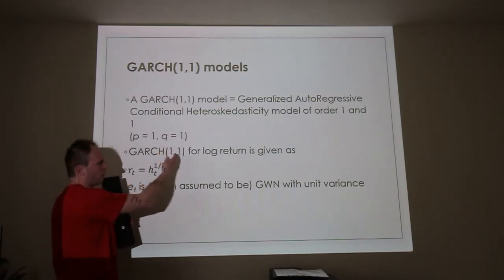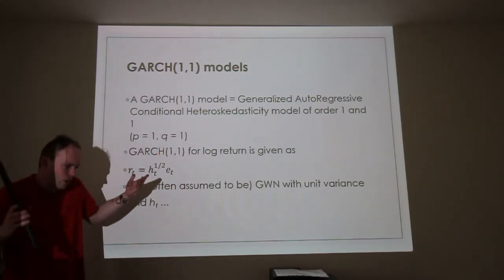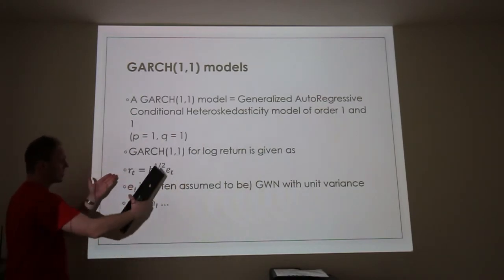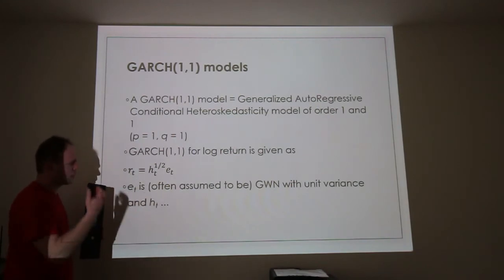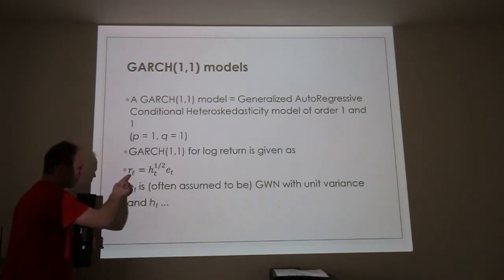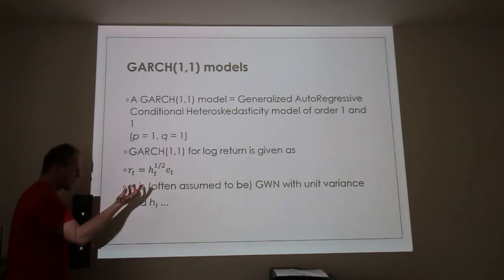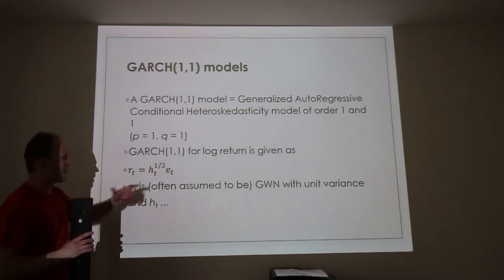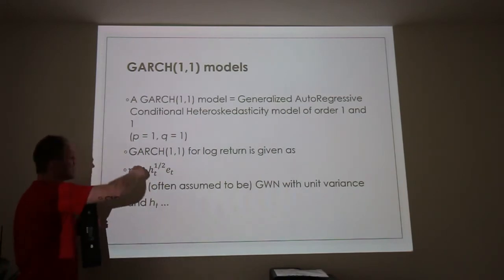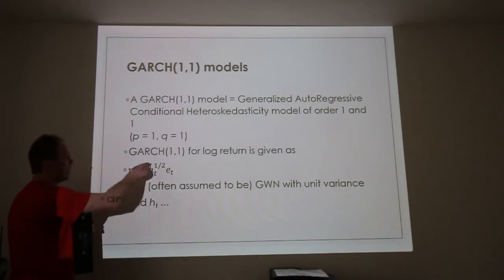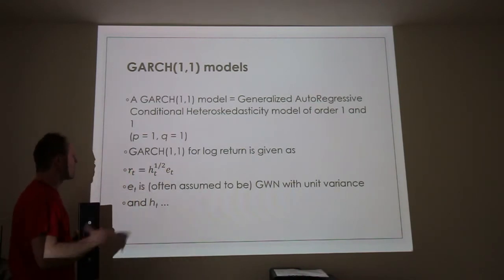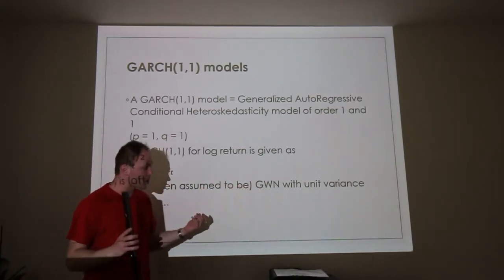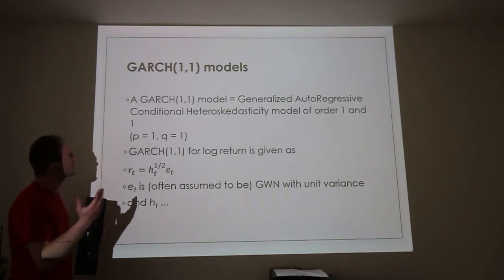And for logarithms or other variables, it is given as you can see, the same as in the case of generalized autoregressive conditional heteroscedasticity models. Logarithms in time t are equal to ht powered by 1 divided by 2, the square root of ht, times et, where et is often assumed to be a Gaussian white noise process with unit variance.